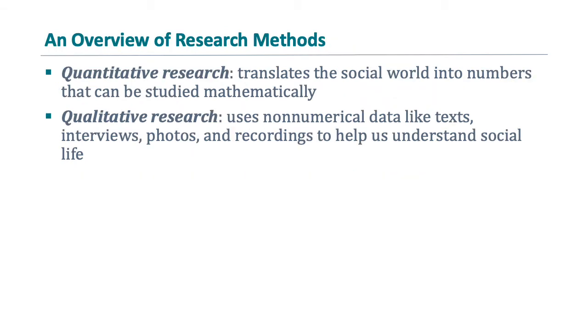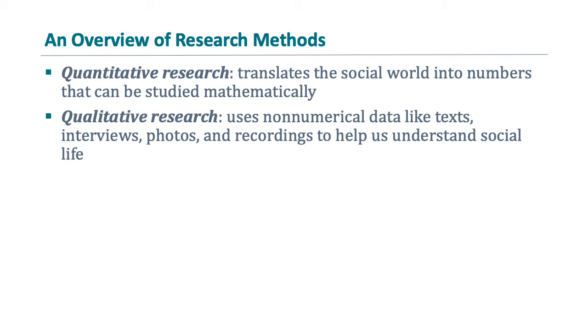Jumping into research methods, it's important to distinguish quantitative research from qualitative research. Quantitative research translates the social world into numbers that can be studied mathematically. So think of this as quantity or quantifying something. And then qualitative research uses non-numerical data like texts, interviews, photos, and recordings to help us understand social life.